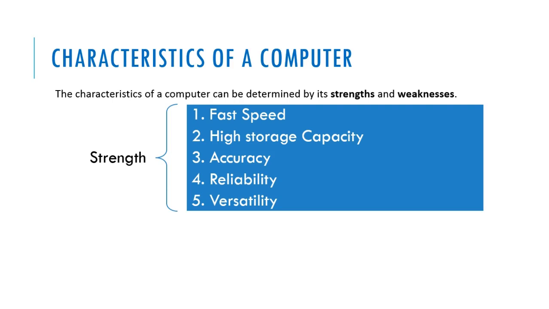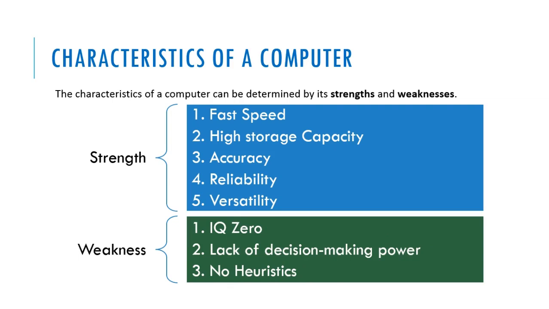Now, at the same time, there are some weaknesses of the computer. Some weaknesses of the computers are: number one, zero IQ; number two, lack of decision making power; and third, no heuristic. Zero IQ means a computer is a dumb machine with zero IQ. They need to be told each and every step what to do and what not to do. Computer cannot think of its own. That's why it has zero IQ.